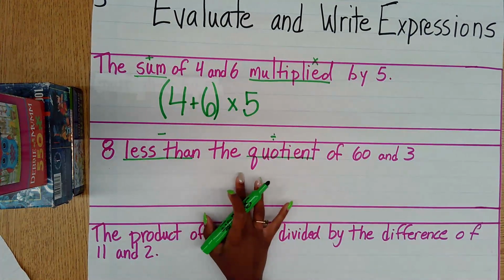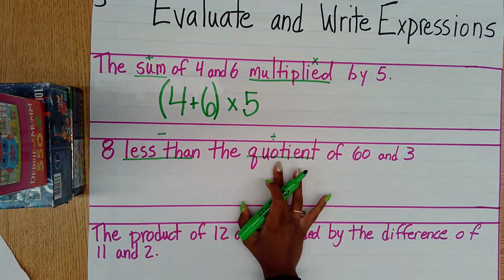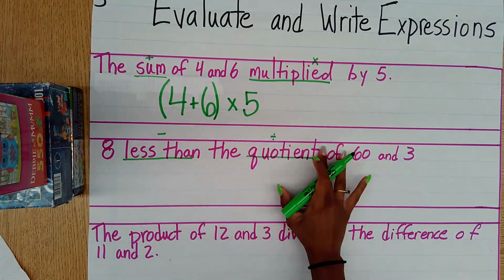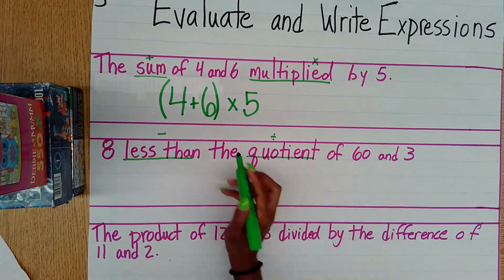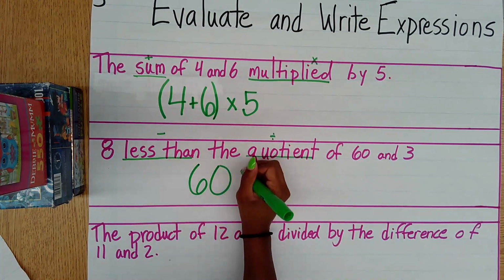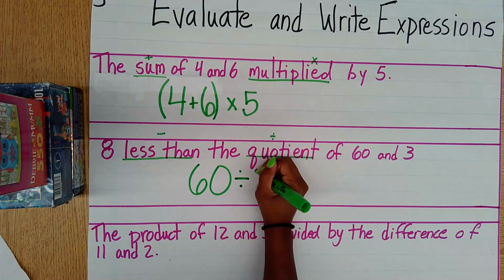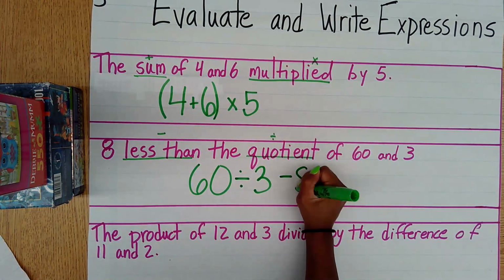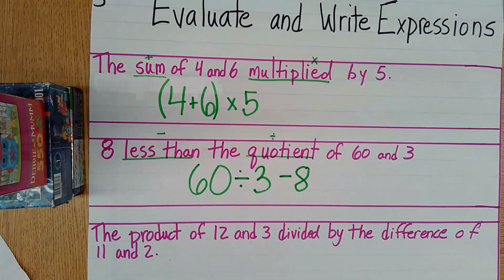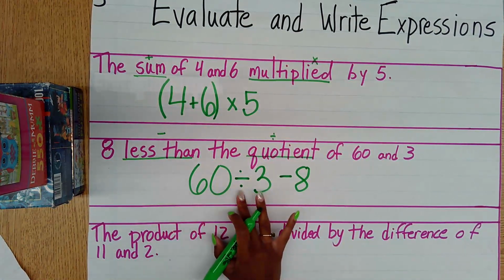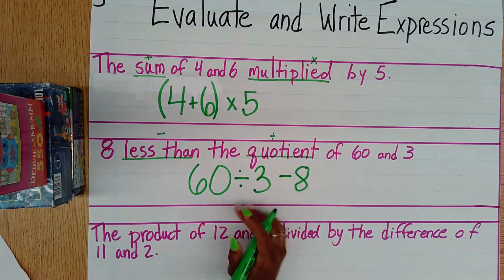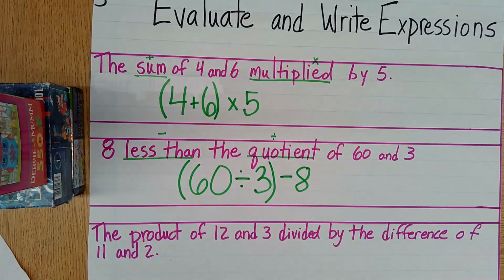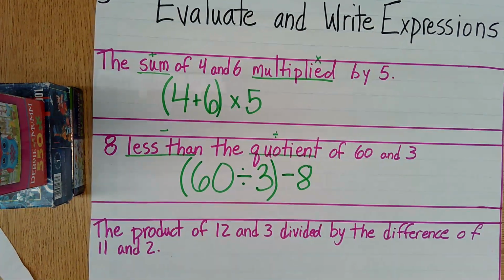I need to find the answer to a division problem, and then I'm taking away 8. 8 less than the answer to the division problem. So I need to start with 60 divided by 3, and then I would take away my 8. So with the order of operations, I would do 60 divided by 3 first automatically. However, students can also put parentheses around it just to remind them that is happening first.